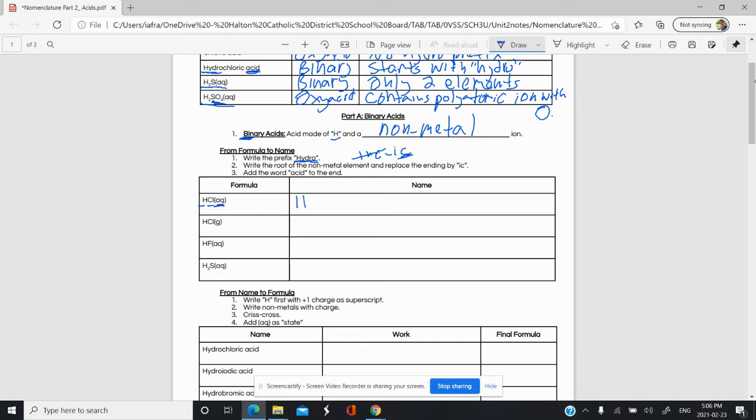So this would be called hydro. Now normally, the Cl is chlorine. So we change its ending to chloric, hydrochloric, and then space acid. Now you need to have an AQ there. If you don't have an AQ, like this case here, HCl gas, it's not acting as an acid right now. It's acting as the molecular compound HCl.